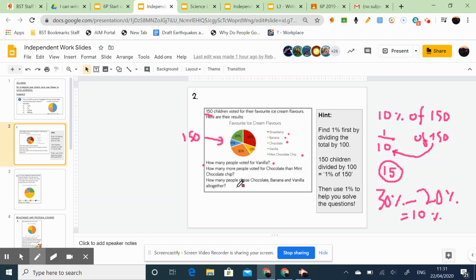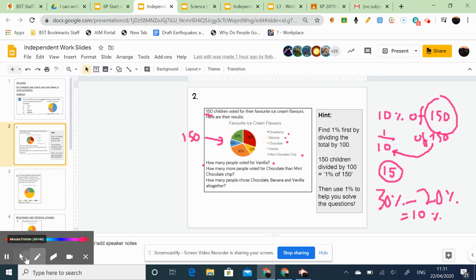How many people chose chocolate, banana, and vanilla all together? What you're going to have to do here is look at chocolate, banana, and vanilla, add all of the percentages together, and work out how much of 150 that is. Right, let's move on to the next one.